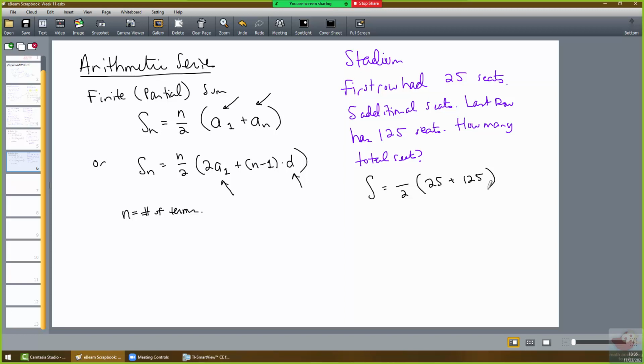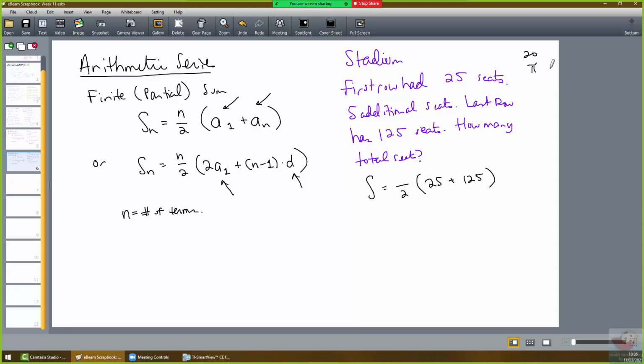Any guesses on how many rows there are? Would it be 20? We have a vote for 20. Any other votes? I'm going to add one. Pi. Everybody likes pi. Any other guesses?